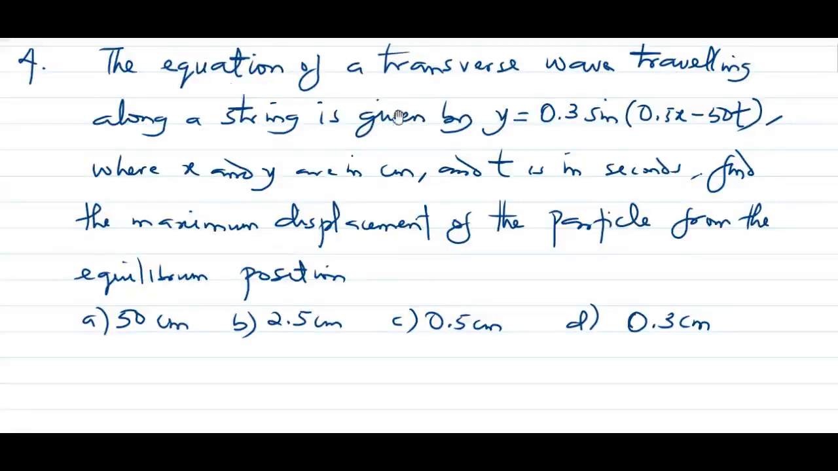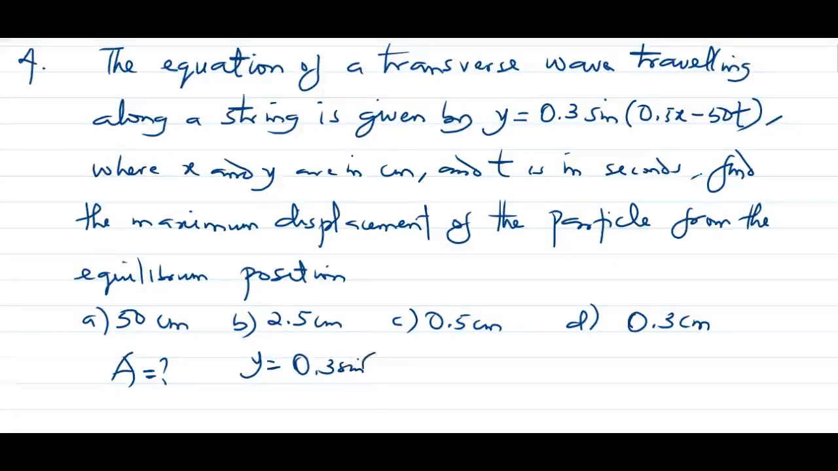Question 4. The equation of a transverse wave traveling on a string is given by y equals 0.3 sine open bracket 0.5x minus 50t, where x and y are in centimeters and t is in seconds. Find the maximum displacement of the particle from the equilibrium position. All right, what is required of us in this question is the amplitude. We are supposed to find the amplitude. That is the maximum displacement of a particle.